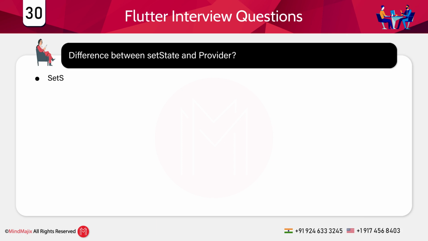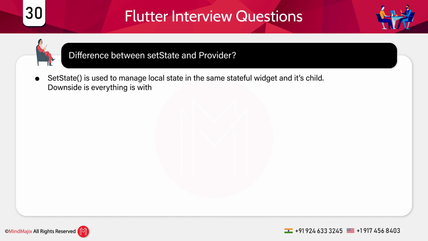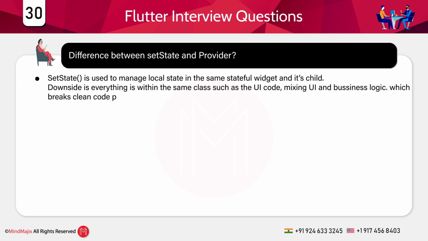The answer is, setState is used to manage local state in the same stateful widget and its children. setState is used within that screen only. The downside is everything is written within the same class, such as the UI code, mixing UI and business logic. This breaks clean code principles. This is not a good practice, because you can use it when you have something particular to that screen, like the push of a button, dark mode, or something very small, like a checkbox. For this, you can use setState, but not for managing the whole server data.